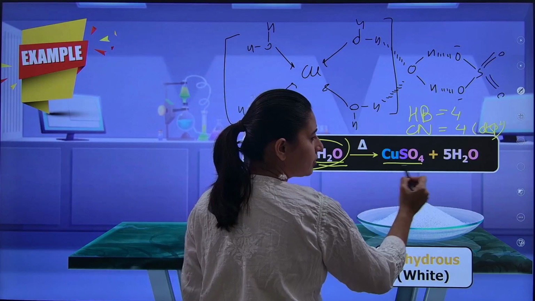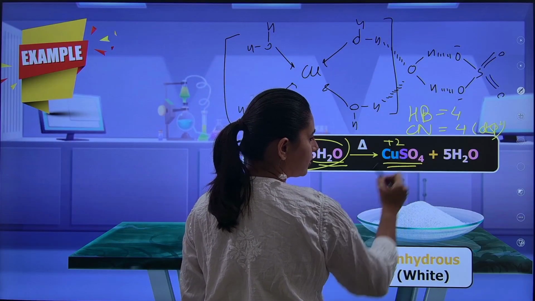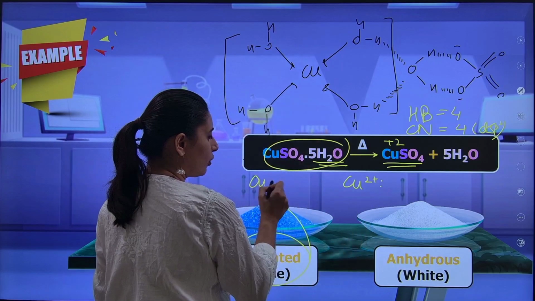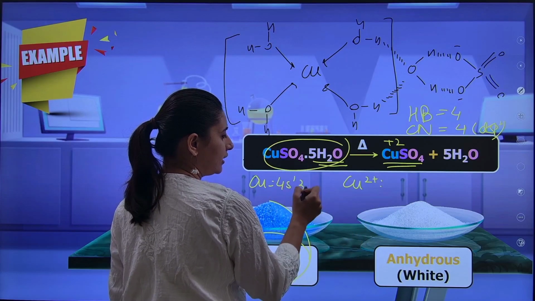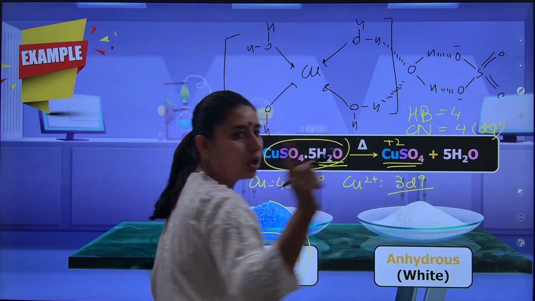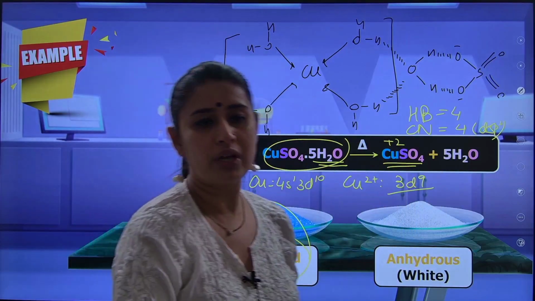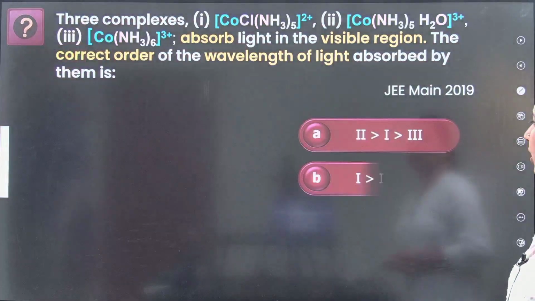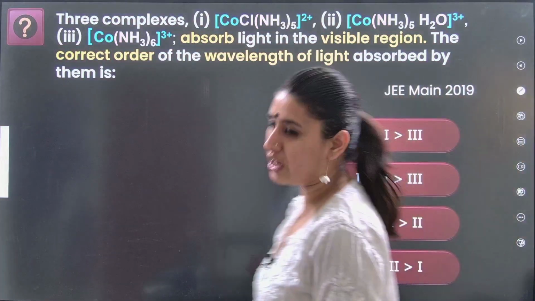The anhydrous form, even though it has +2, copper 2 plus means, you remember copper was 4s1 3d10. So 2 electron loss means 3d9. There are unpaired electrons, but still no color. Clear? Right now, you have a question coming up. Check, this is a JEE mains question.